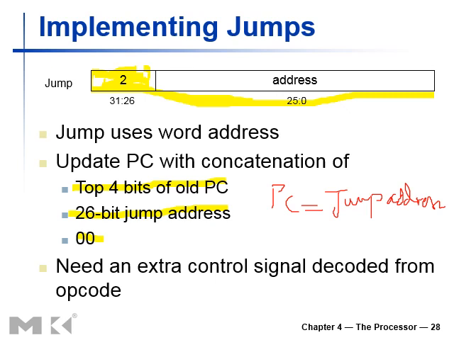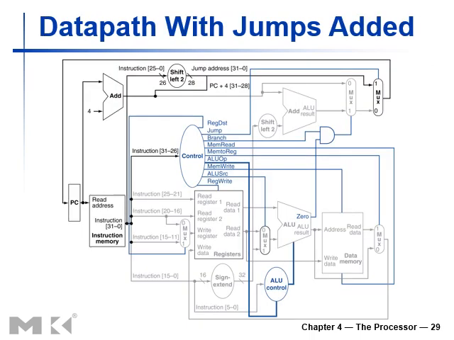And we need an extra control signal from the control unit that would be enabled whenever there is a jump instruction. In the same way, we have introduced the branch signal that is enabled when there is a branch in the system, right? Now let us see the data path, and we'll see how the system will be implemented.